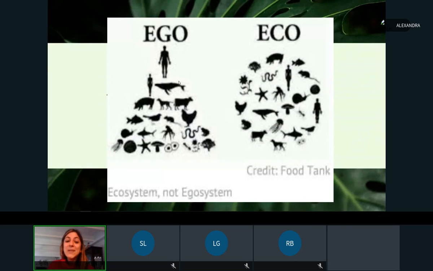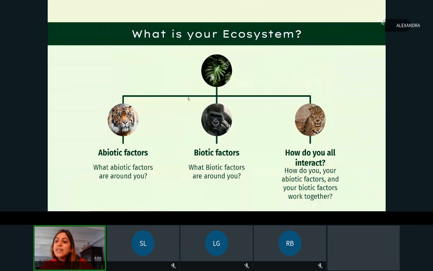So when we're talking about ecosystem versus ecosystem, we are talking about how we are part of our society. And that means even where you live. So wherever you're living, wherever you're standing right now, you are a part of that ecosystem. So let's think about that. So this is you, right? So let's think about this.